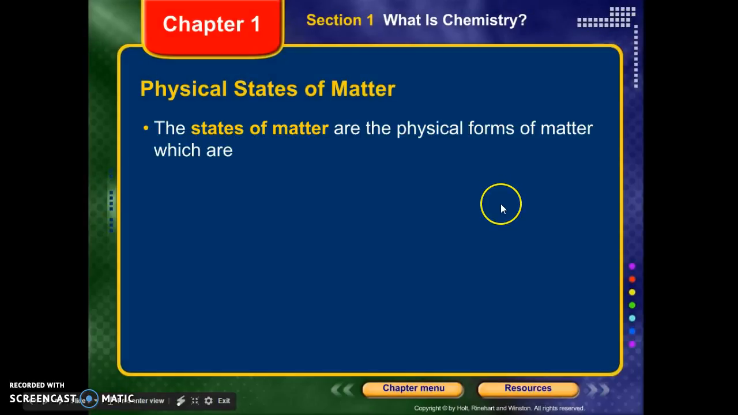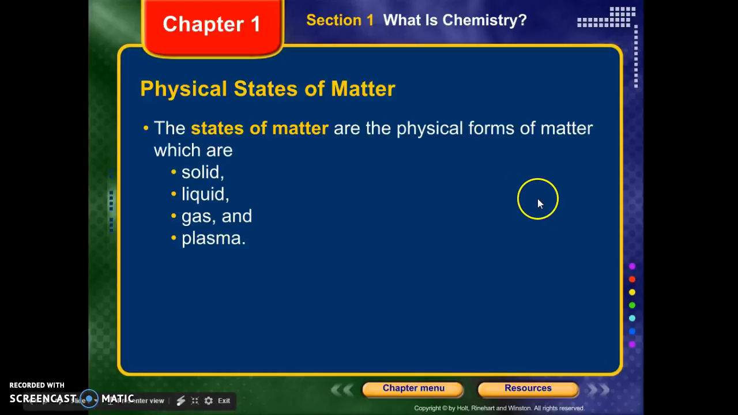The states of matter are the physical forms of matter, which are solid, like your table, liquids, like the water that you drink, gas, like the air around us, and plasma, which is in the sun and in the stars, where something gets so hot that the electrons are driven off and it's ionized.